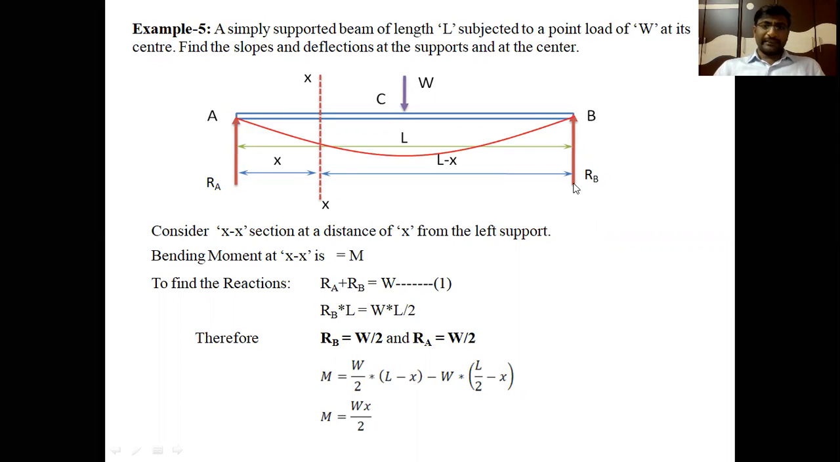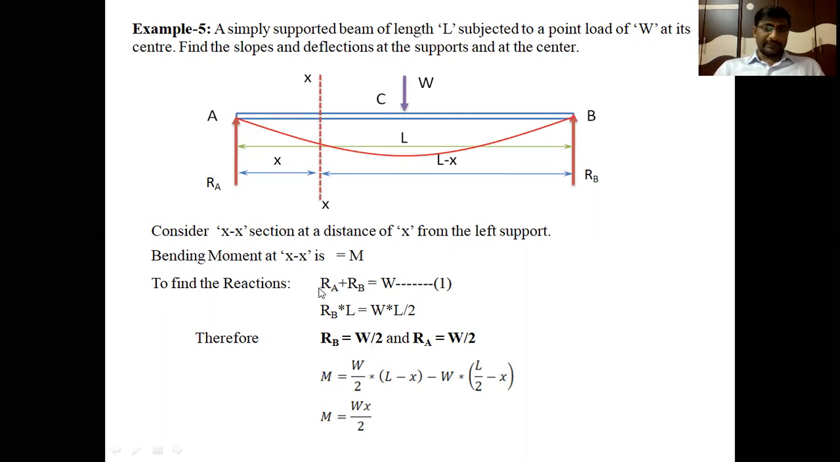So moment at point A is RB into L distance, in anti-clockwise direction, positive, minus W into L by 2. Midpoint kabatti idi L by 2 distance untundi. So RB into L equal to W into L by 2 avutundi. RB into L equal to W into L by 2. So L, L cancel, RB equal to W by 2. Therefore RB equal to W by 2. By substitution of RB in equation 1, we will get the RA value. RB W by 2 ayinappudu RA kuda W by 2 avutundi because total load is W. So after getting the reaction forces, we should find the moment M.